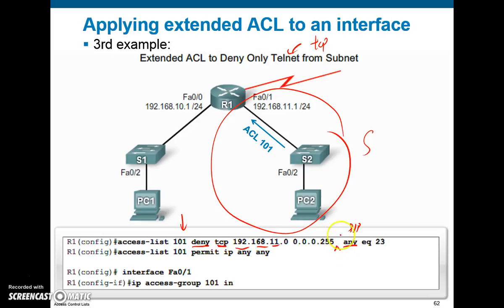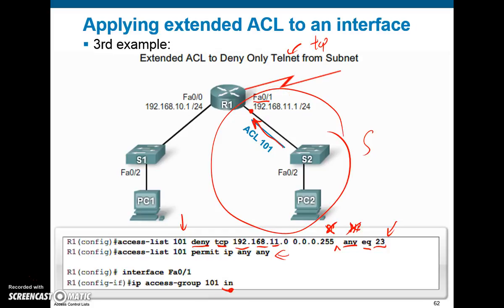Any source port specified? No source port specified again, so I also do not need to check the source port. Do not need to check the destination IP. Do I need to check the destination port? Yes, to make sure that I'm going to deny only telnet packets. All other packets are permitted. Same thing, I'm going to apply it on the FA01 interface, and the source is here, so it's going into the FA01 interface.